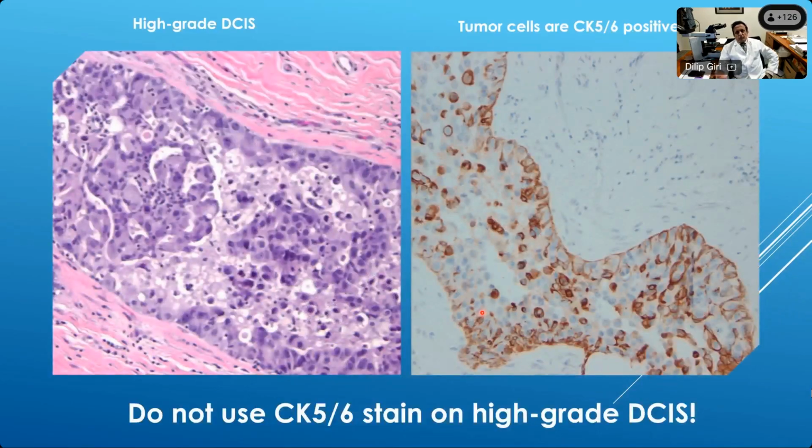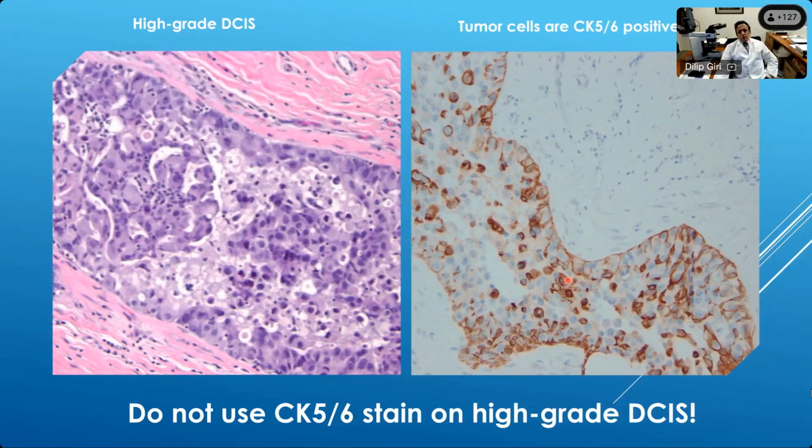Again, there is no point in using CK5-6 when you are dealing with high-grade lesions. If you see a high-grade lesion, please do not order CK5-6 because, as we all know, some of the DCIS may be basal-like in terms of its genotype. So the basal-like DCIS will show the basal markers, which is happening here. The tumor cells themselves are expressing high molecular weight keratins.